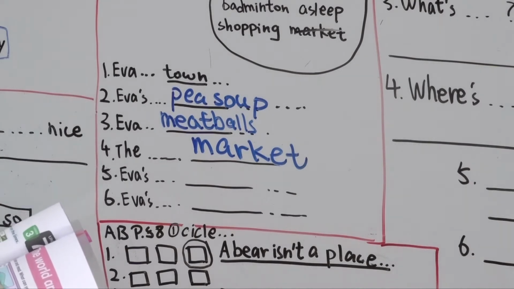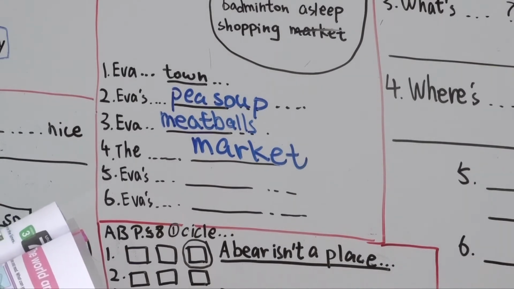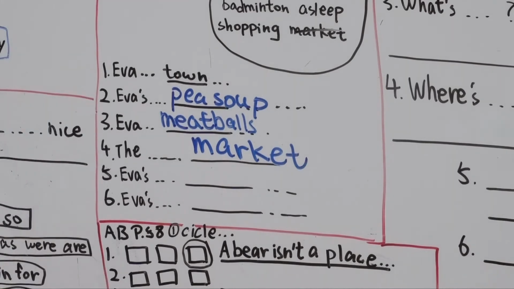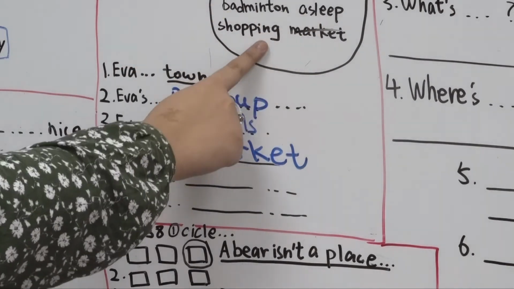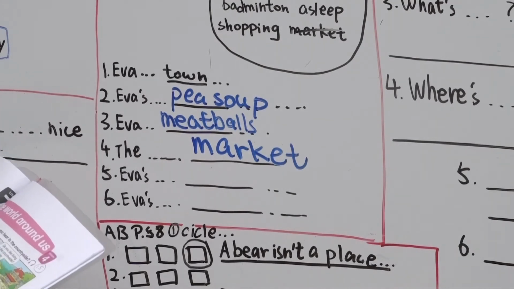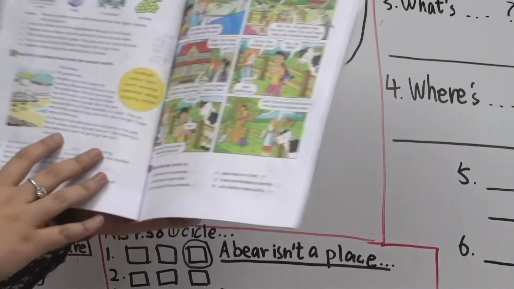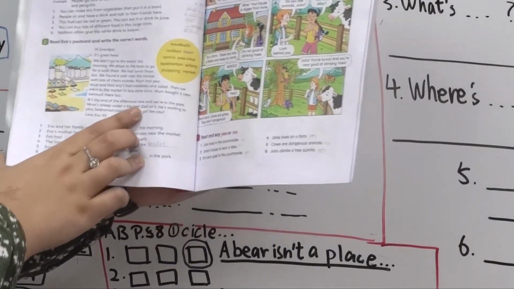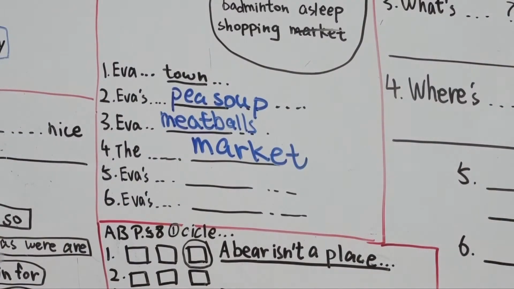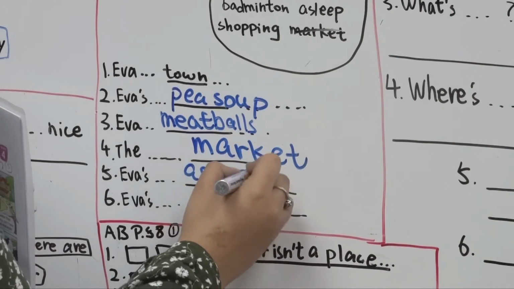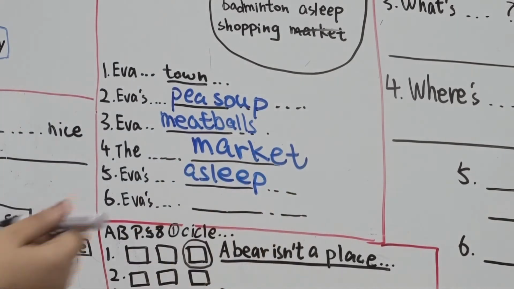Number 5, Eva's mother is space in the park now. Is walked, is tennis, is badminton, is asleep, or is shopping? In the park now. So in paragraph 2 it says Mom's asleep under a big tree. So the answer is asleep.